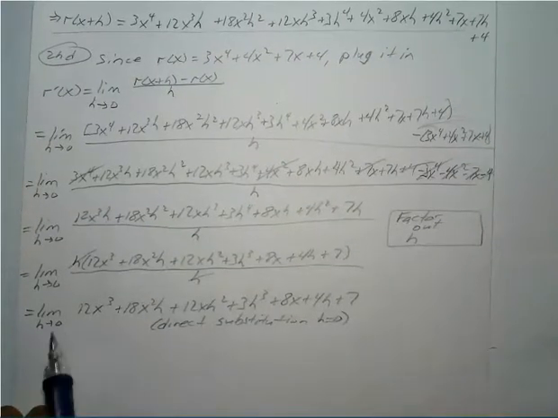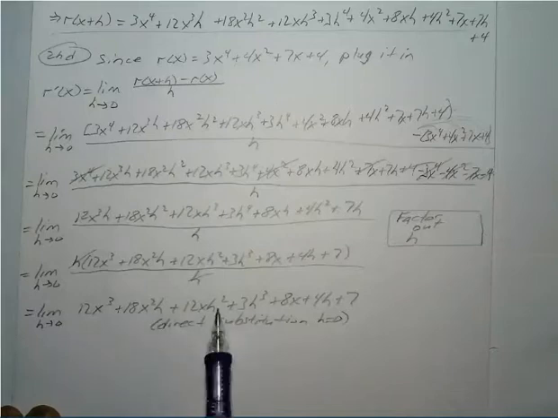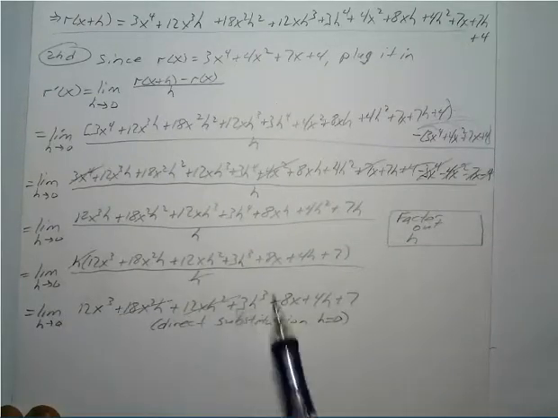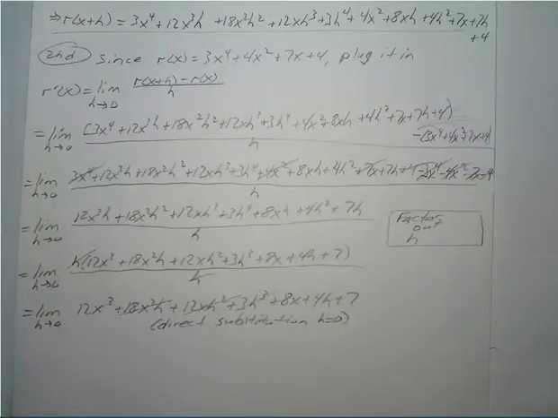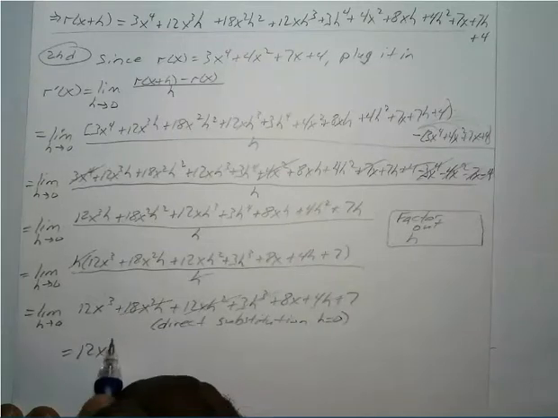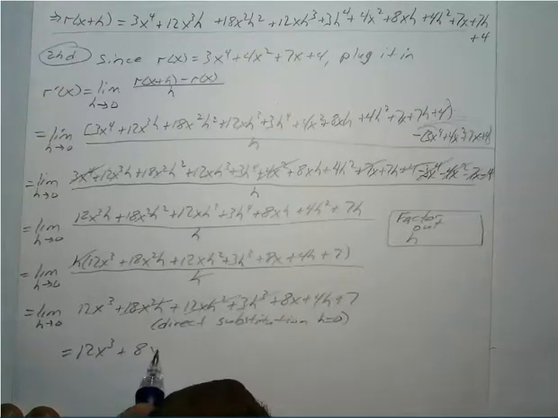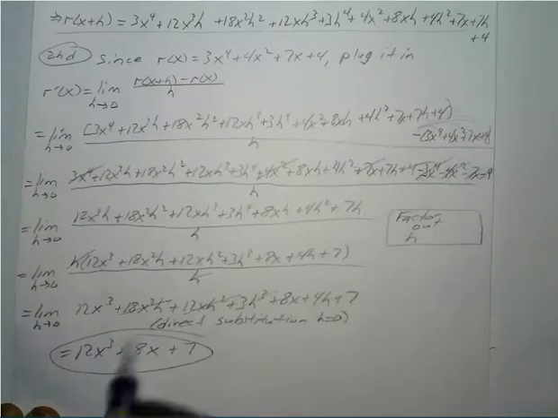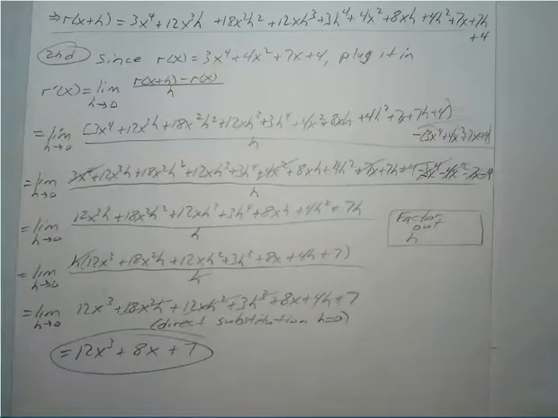Okay, and once you plug in h equals 0, every term with an h will just disappear. So that term, and that term, and that term will disappear. So you end up with 12x to the third plus 8x plus 7. And that is your derivative.